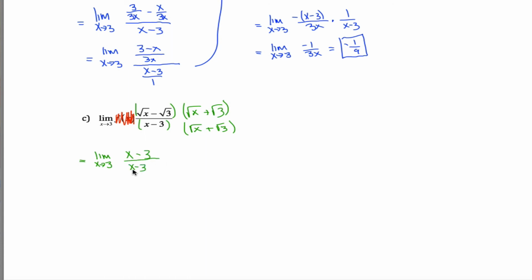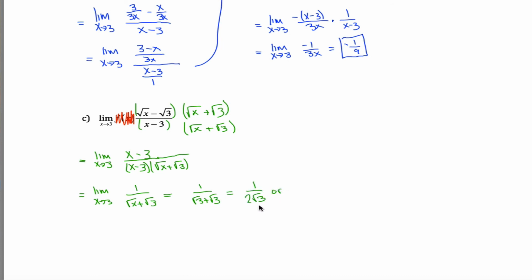In the denominator, I also have an x minus 3, and I also have a square root of x plus the square root of 3. So these x minus 3's cancel each other out, and I get the limit as x approaches 3 of 1 divided by square root of x plus the square root of 3. This is a limit I can evaluate because this function is continuous at x equals 3. And I can do it by just changing all the x's into 3's. So that's 1 over root 3 plus root 3, which is 1 divided by 2 root 3.